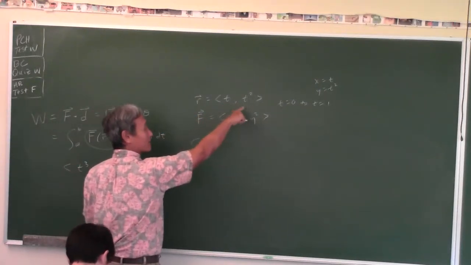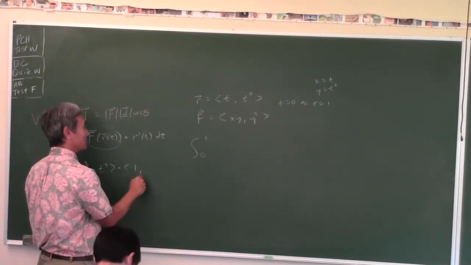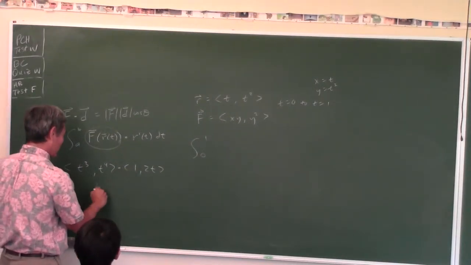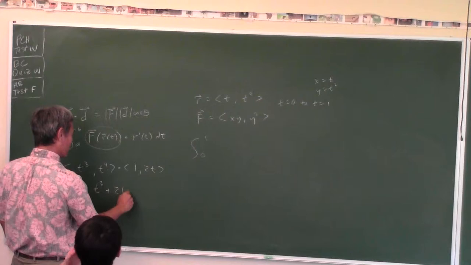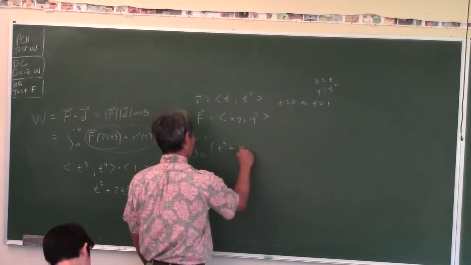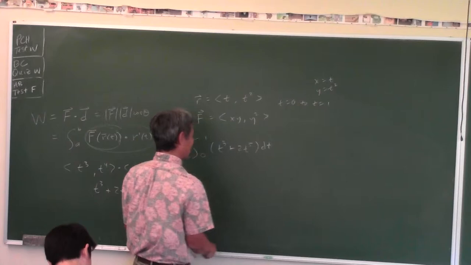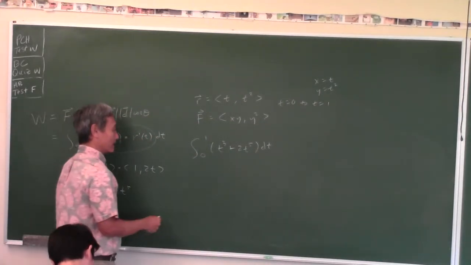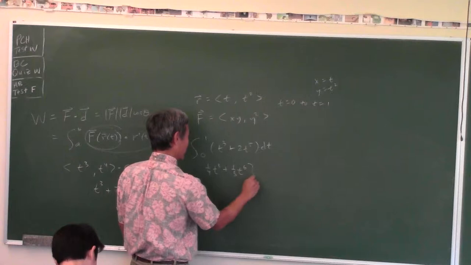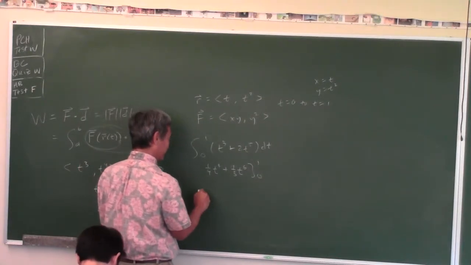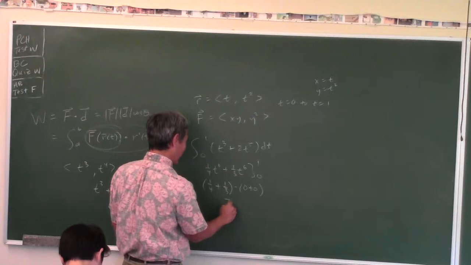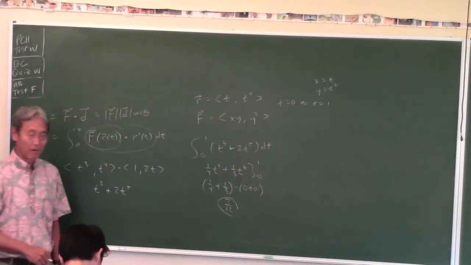Dot r prime. What is the derivative of this, in other words, the velocity vector? 1, 2t. And remember how to compute the dot product? You multiply the x components, you multiply the y components, that's 2t to the fifth. That's the integrand. So t cubed plus 2t to the fifth dt, that's an easy integral. 1/4 t to the fourth plus 1/3 t to the sixth from 0 to 1. Plug in the top number: 1/4 plus 1/3. Plug in the bottom number: 0 plus 0. So the answer is 7/12. That is the work done in this particular problem.